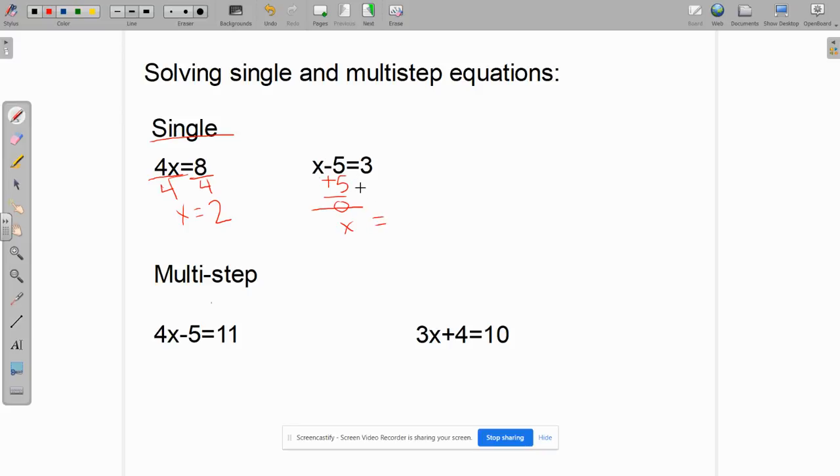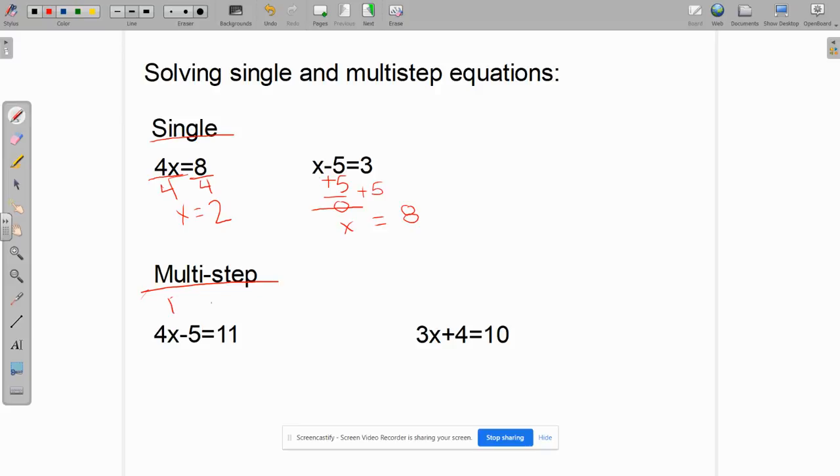And then what you do to one side, you have to do to the other side. So I'm going to add 5 to this side, and I get x equals 8. So the important thing to note is, again, what you do to one side, you are always doing to the other side. Now we're going to take a look at multi-step equations, and you'll see that they kind of build off of each other.